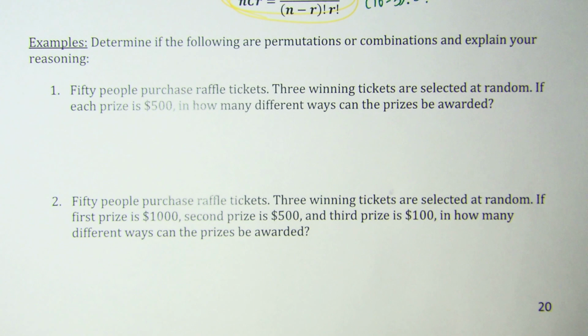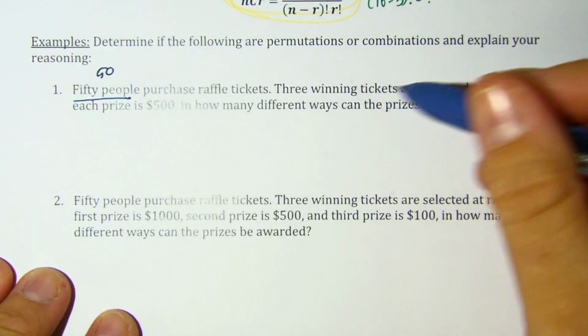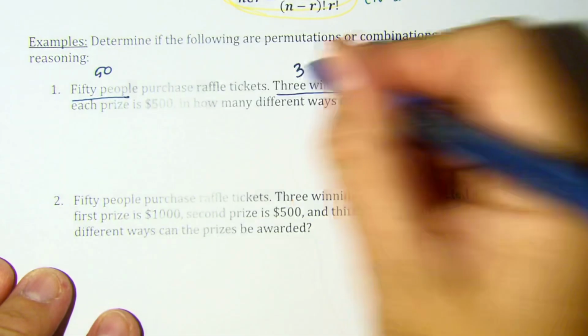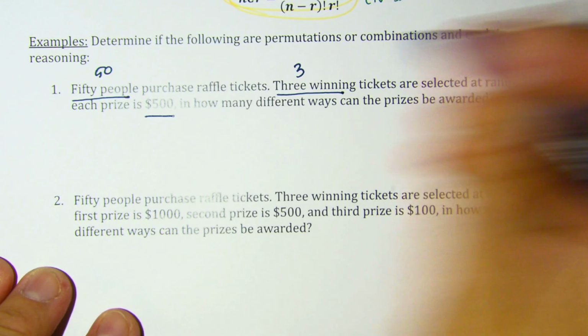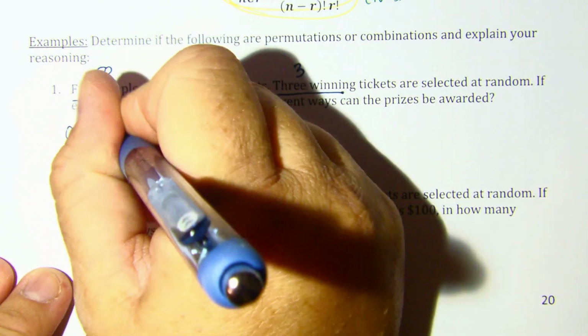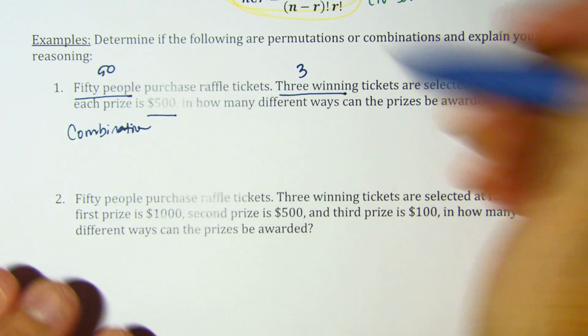So the first one says 50 people purchase raffle tickets. 3 winning tickets are selected at random. If each prize is $500, how many different ways can the prizes be awarded? So there's 50 people purchasing raffle tickets. There will be 3 winners, but each of those 3 winners gets the same thing. They each get $500. So this would be a combination because what they're getting is not different. If you come in first, second, or third of those 3 winners, you're getting the same thing no matter what.